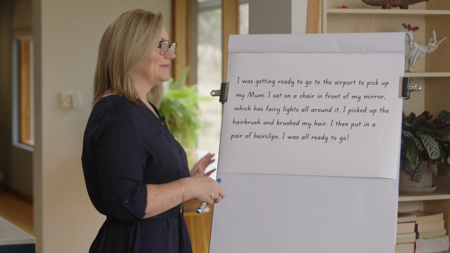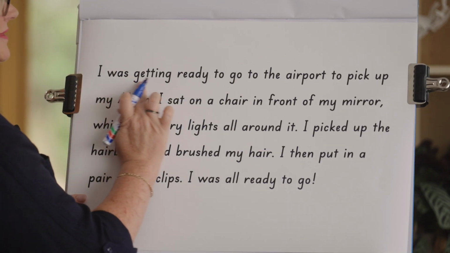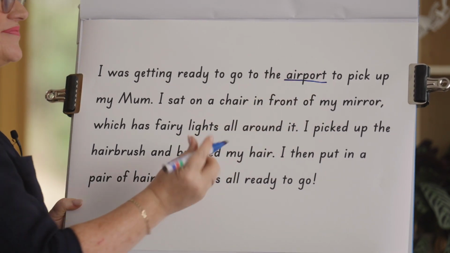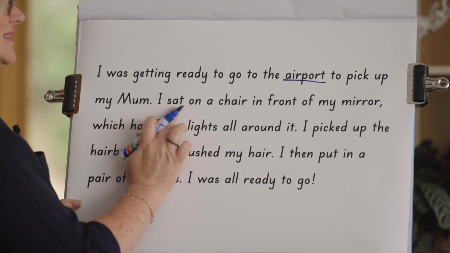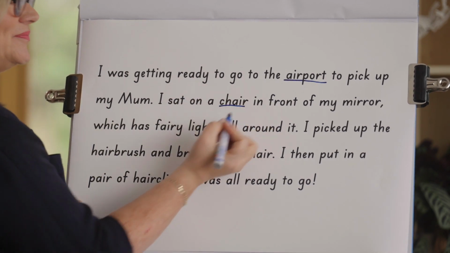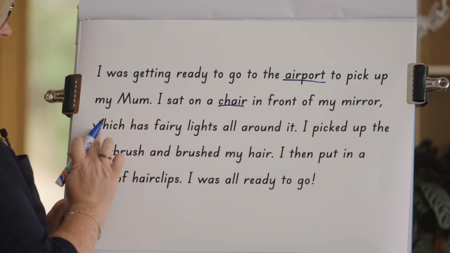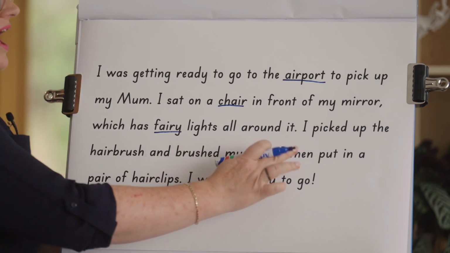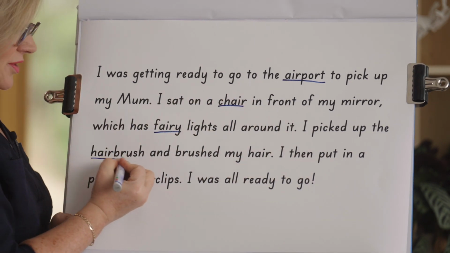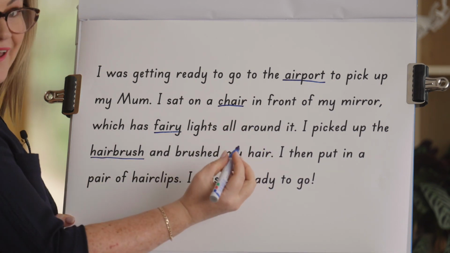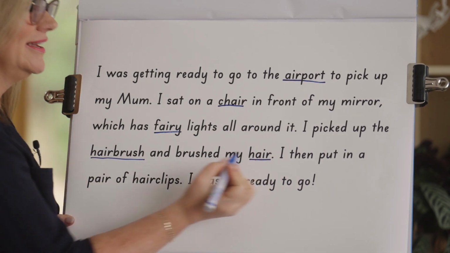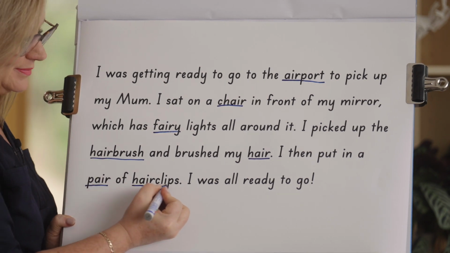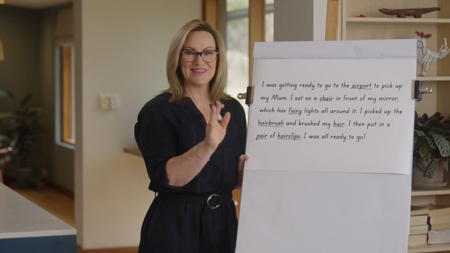Did you find all 7? Let's have a look here. I was getting ready to go to the airport. Do you have it there? To pick up my mum. I sat on a chair in front of my mirror, which has fairy lights all around it. I picked up the hairbrush and brushed my hair. Ha! Did you find that little one? Then I put in a pair of hair clips. I was all ready to go.